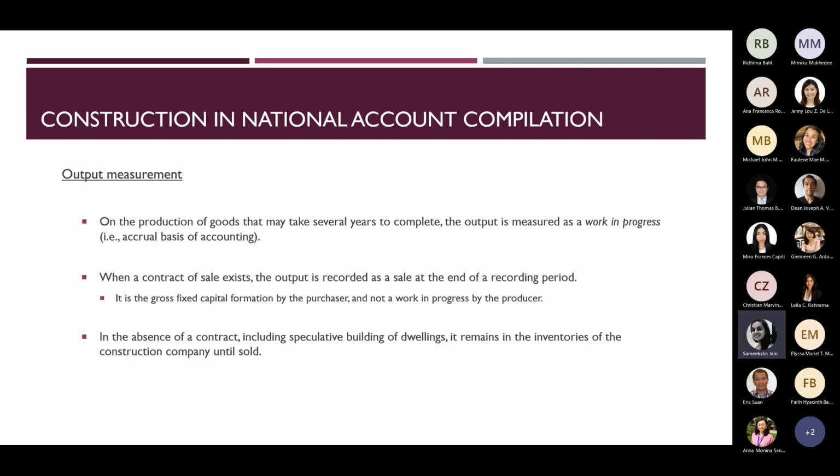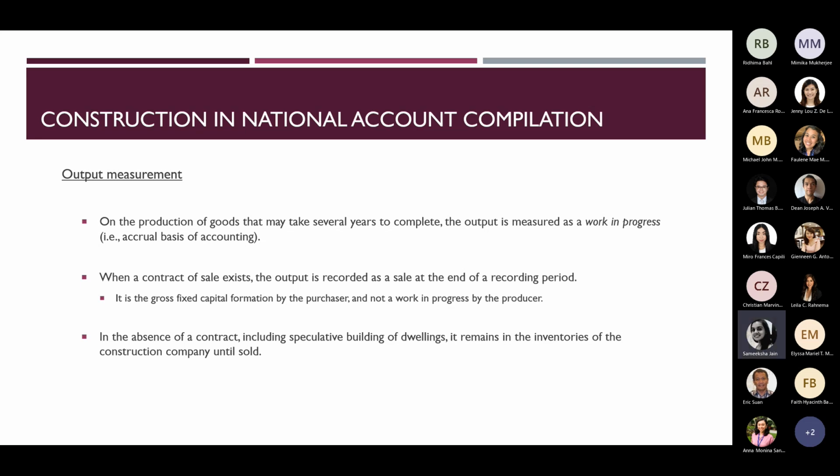As is the nature of construction activity, which may take years to get completed, in the interim, the output is measured as work in progress, which is basically following the accrual basis of accounting. Here, we'd like to distinguish between two scenarios, which become useful concepts to understand for the further concepts to follow. So the two scenarios are one where a contract of sale exists and one where it doesn't. So a contract of sale basically signifies that an agreement has been made between the construction company and the client or the purchaser. And the agreement is that a particular construction output will be bought by the client.